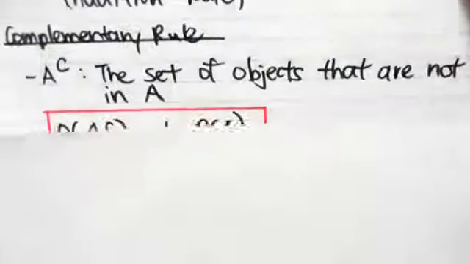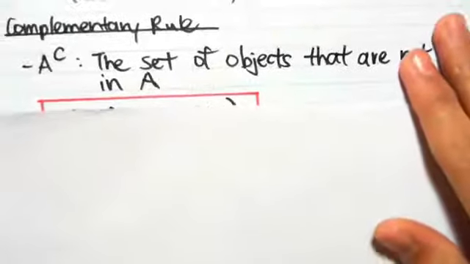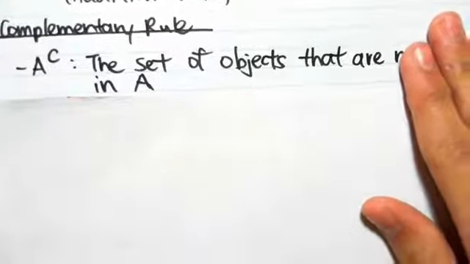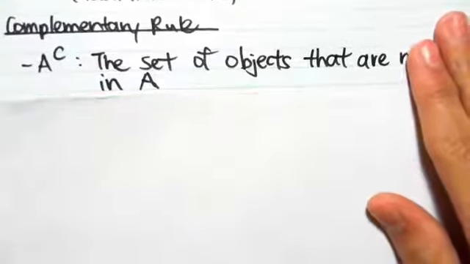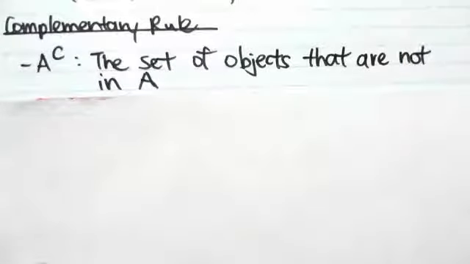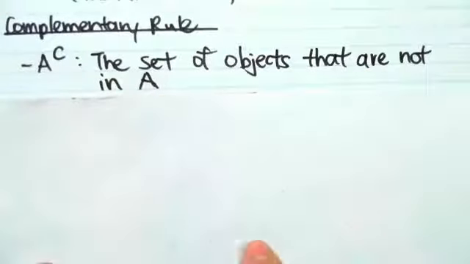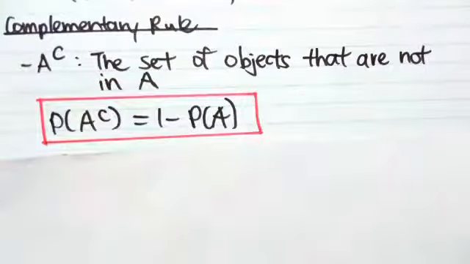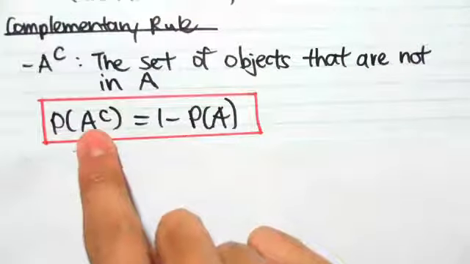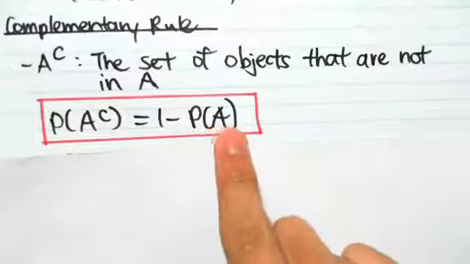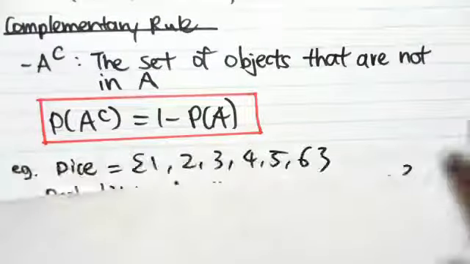So I want to introduce another rule called the complementary rule. In the previous videos, we talked about the complement of A. The complement of the set A is basically the set of objects that are not in the set A. So the probability of the complement of A is equal to 1 minus the probability of A. So let's look at an example.